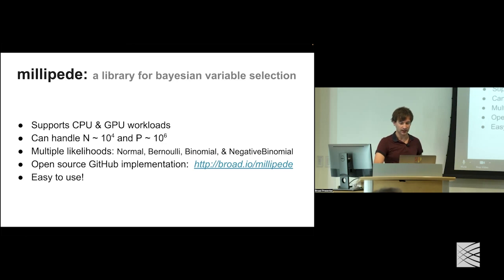It supports multiple likelihoods: first of all, a normal likelihood, a Bernoulli likelihood, a binomial likelihood, and a negative binomial likelihood. And there's an open source GitHub implementation, which you can find at this link. It's well tested, and I think it's pretty easy to use. So let me try to prove that somewhat explicitly.